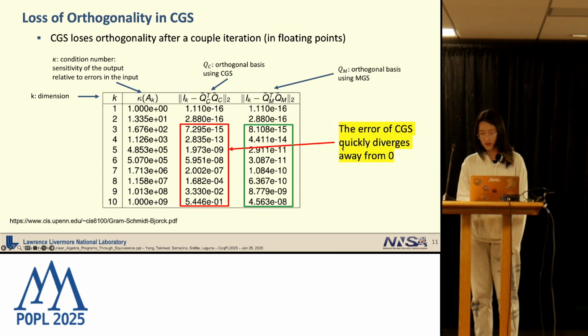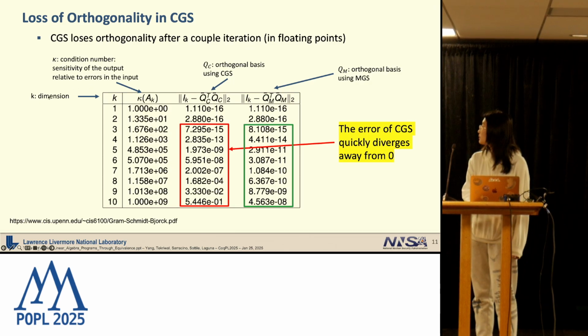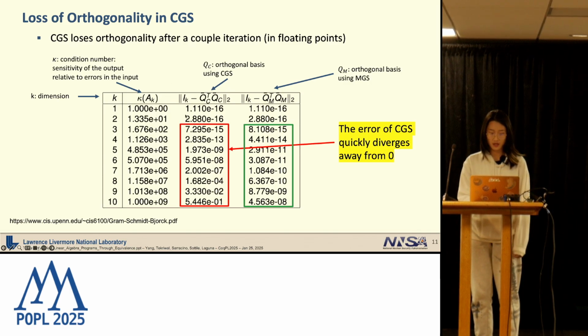So we can look at evidence for stability. Here is a study at UPenn. The orthogonality error was calculated for both the classical and modified version. We can see that as dimension k goes up, the error for classical Gram-Schmidt, which is shown in this middle column right here, quickly diverges away from 0. Well, the error of modified Gram-Schmidt stays relatively low.